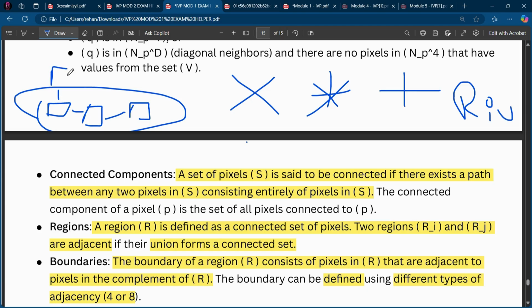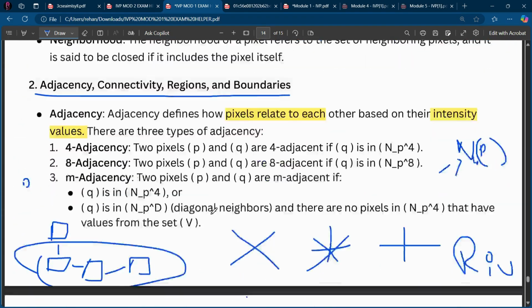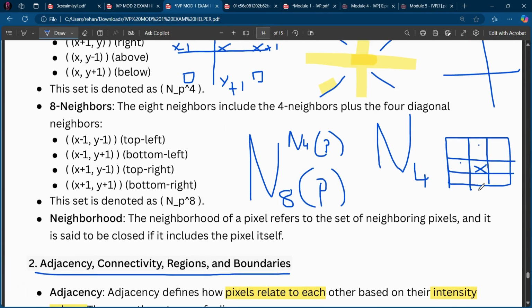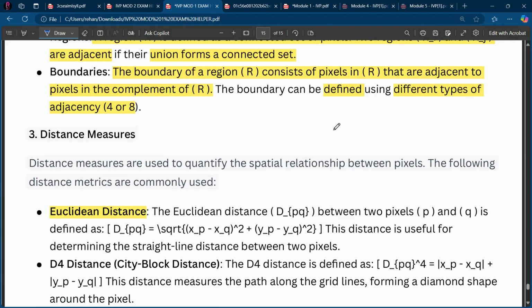That's all it's saying. A boundary is nothing but the set of pixels of R that are adjacent to pixels in the complement of R. The boundary can be defined using different adjacencies. This is one boundary, the plus symbols are one boundary, the four diagonals are one boundary. Just the neighborhood, those are the boundaries.